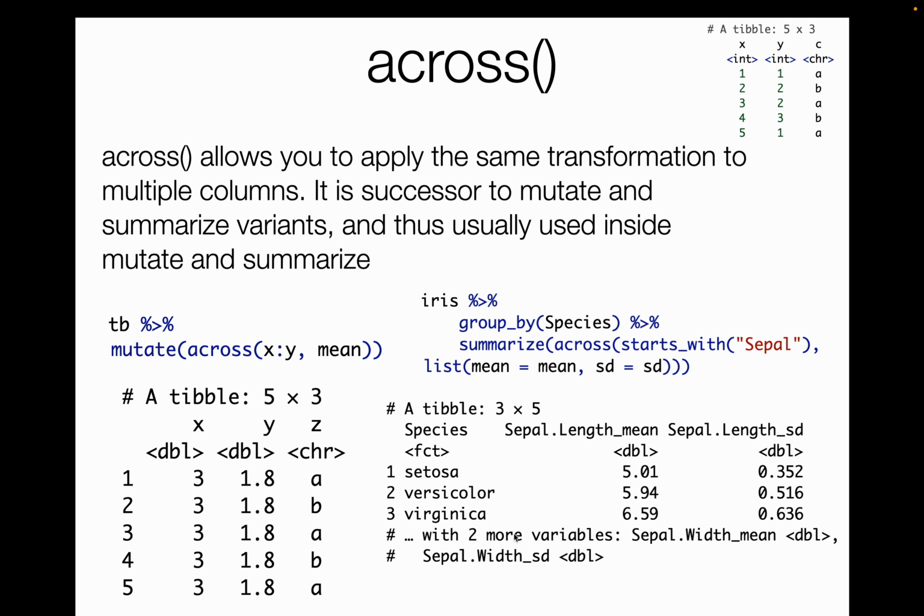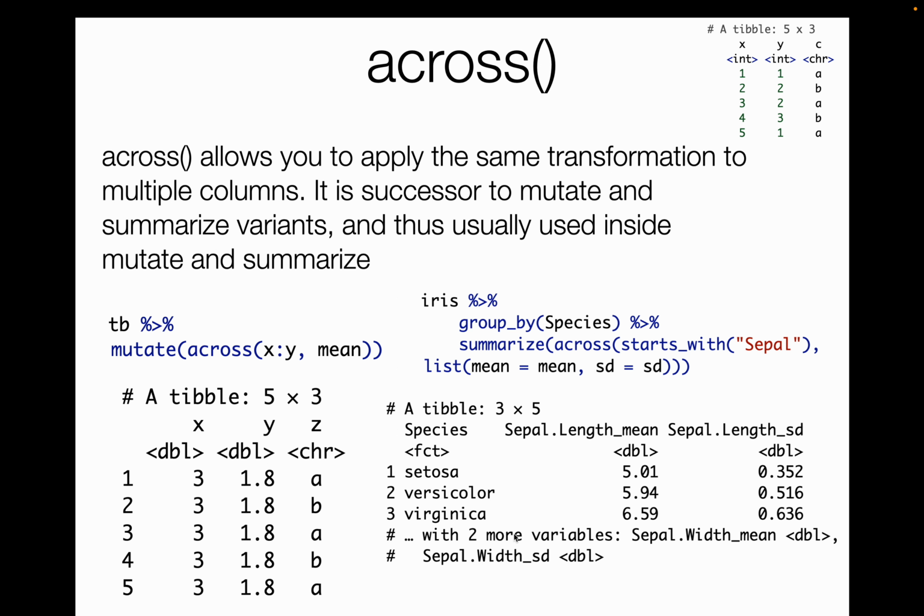Okay, and so what did it give me? Well, for each of the species, setosa, versicolor, and virginica, so three rows, it gave me the mean and the standard deviation for both sepal length and sepal width. Okay, hopefully that makes sense. We won't really be using across a lot, but I wanted to let you know that it is there.